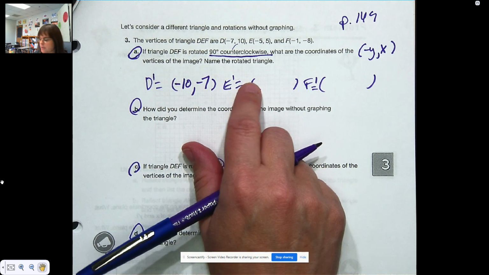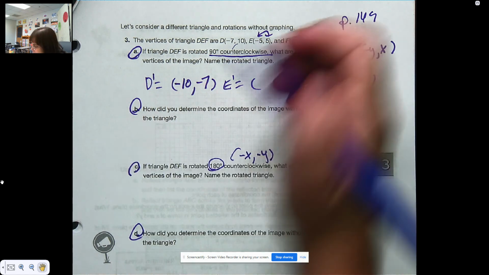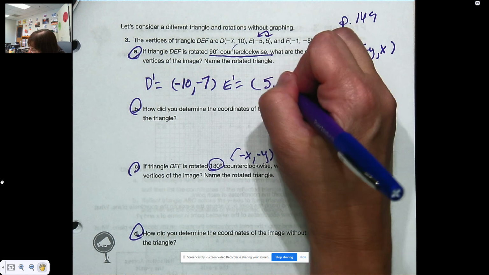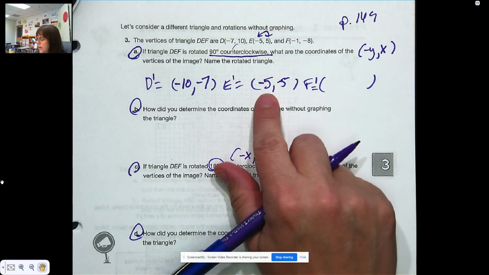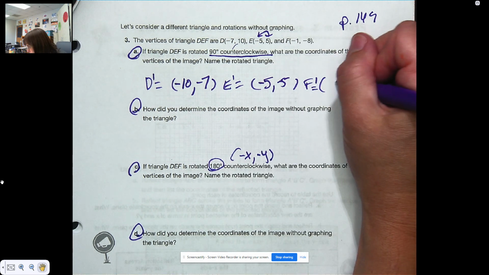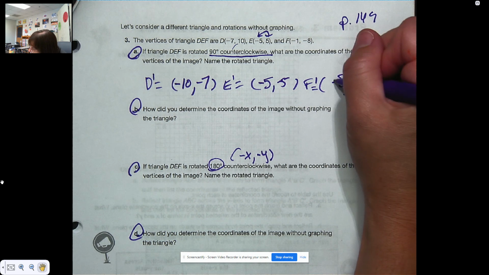I look at E, same thing. I have to flip around my Y and my X value. So this becomes 5, -5 because they're trading spots. And then I have to change that Y value from positive to negative. And then I do the same thing here, -8, -1. I need to flip my Y sign to positive.